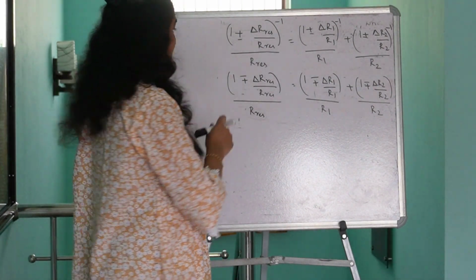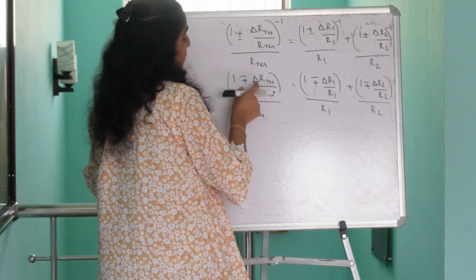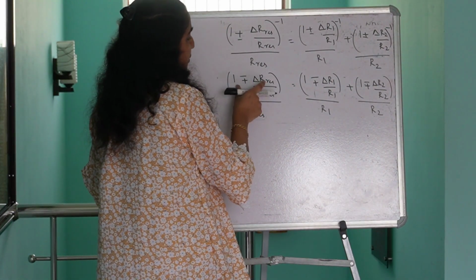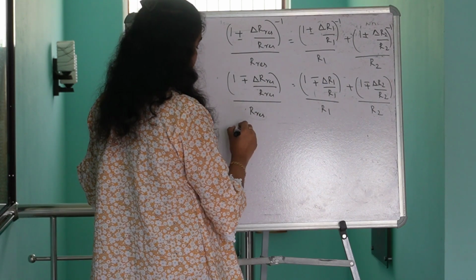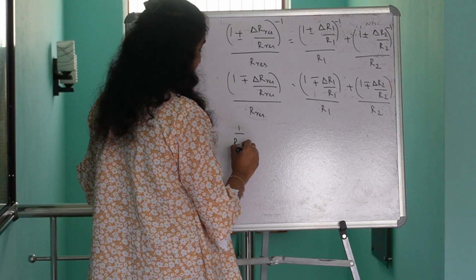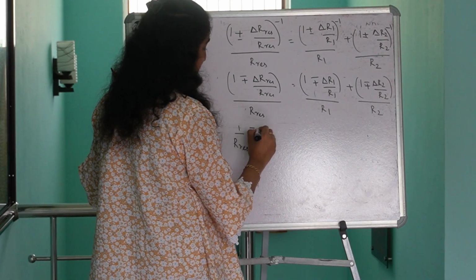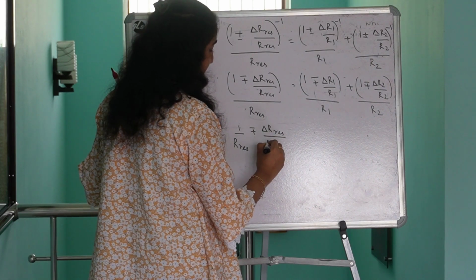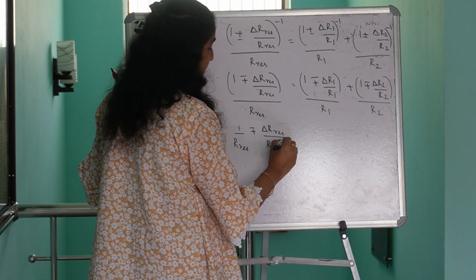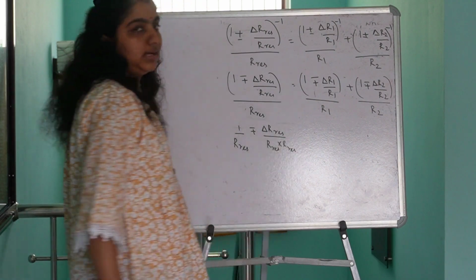Now I am going to divide these two terms individually by this common denominator. So I will get 1 divided by R resultant minus or plus del R resultant divided by R resultant into R resultant. Is it clear, guys?